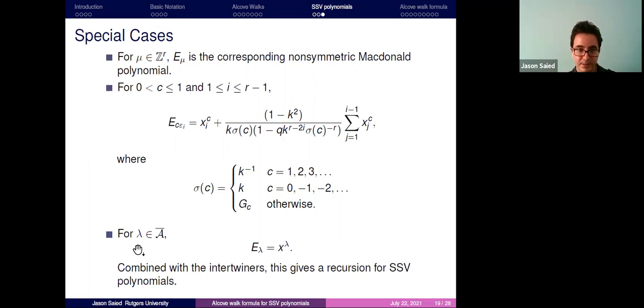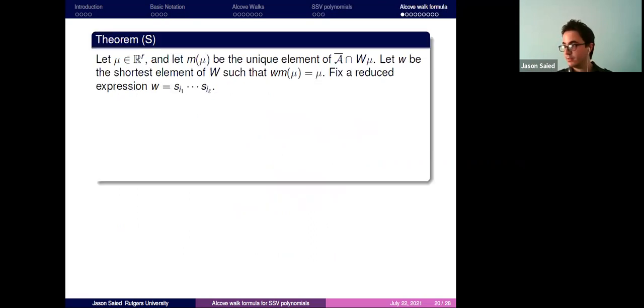And so here, since we already know that any element out there in the Euclidean space is Weyl conjugate to something in the closed fundamental alcove, we just have to find what that monomial is, and then apply the appropriate intertwiners to get from E lambda to E mu. And so we can actually take Ram and Yip's expansion for the product of intertwiners, apply it to X lambda, and interpret what all of that means in the light of this new, more general representation. And what we get is the Alcove walk formula.